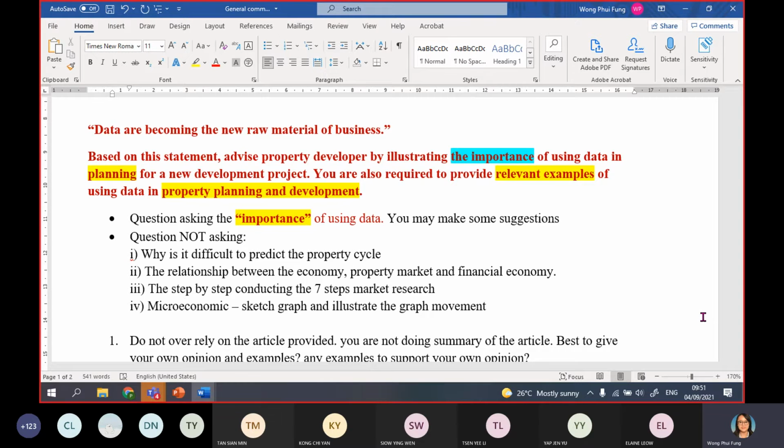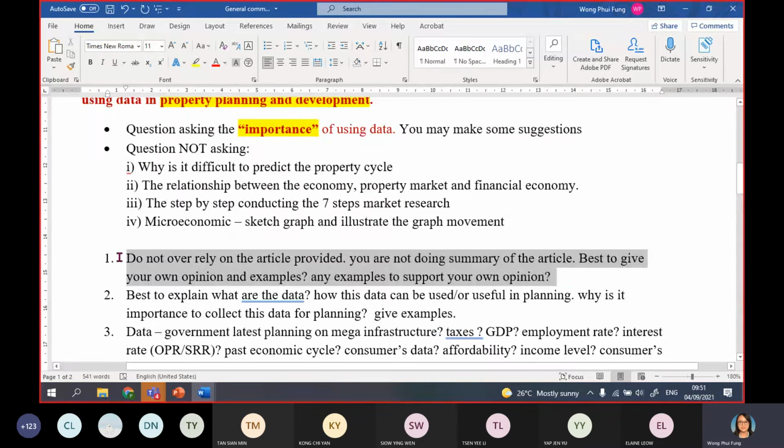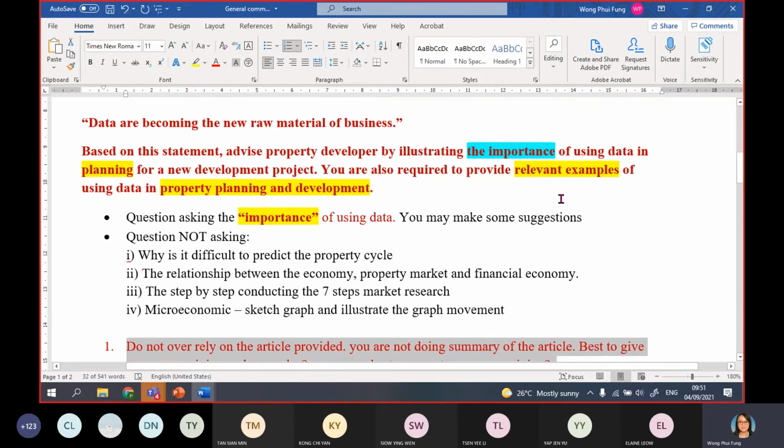Okay. And number 1, this one is very, very important. If you receive the message on your answer script, then you have to be careful already. Do not over rely on the article provided. I remember I provided one article about big data, how big data can help in property planning. But actually, the question didn't ask about big data. The question asked about data only. You can say a bit about big data lah.